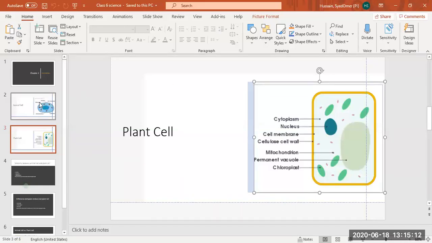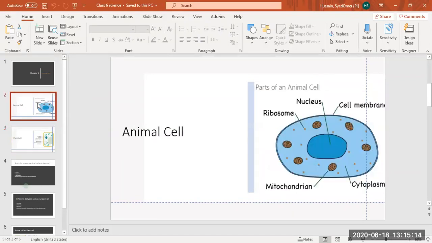So, what does the cell membrane do? What is the function of a cell membrane? A cell membrane protects a cell.